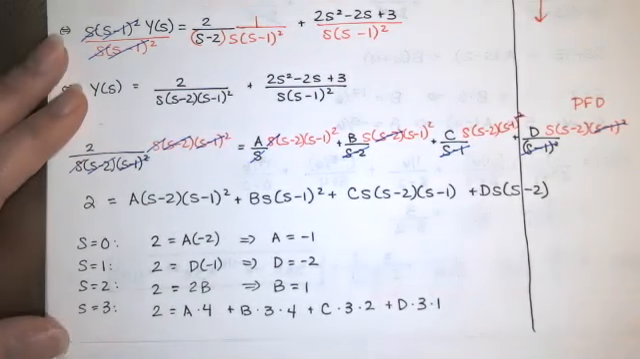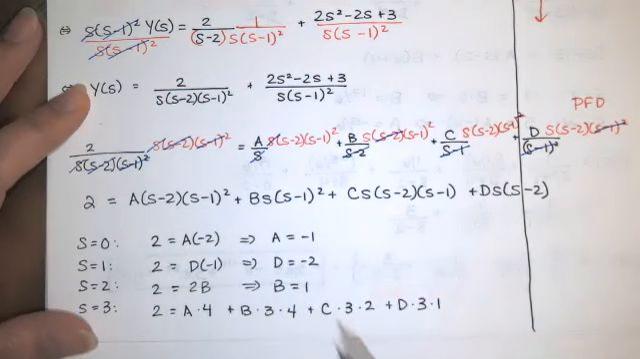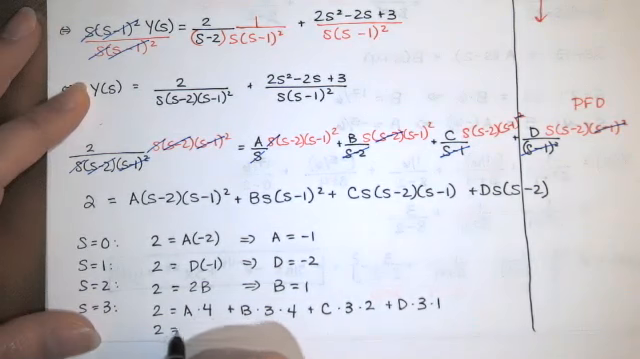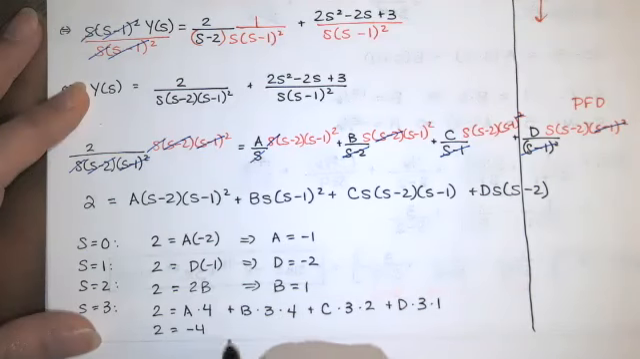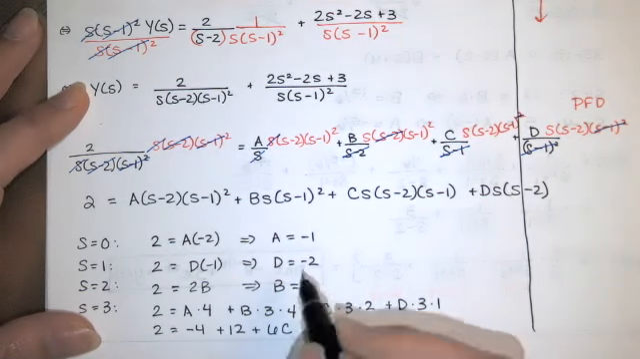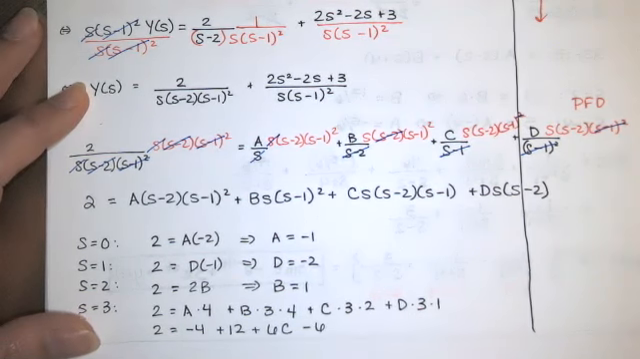Okay, so we've got this equation, and we actually know the values of A, B, and D. So let's substitute those in. If A is -1, this becomes -4. And B is +1, so I end up with 4 times 3, which is 12. C is unknown, so I just have 6C. And then I've got 3 times D, and D is -2, so it's going to be -6.